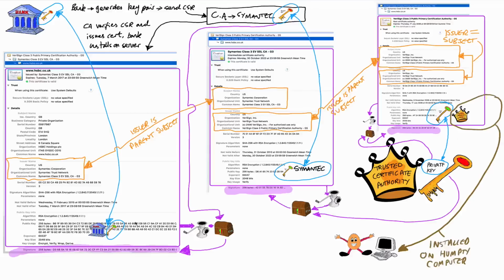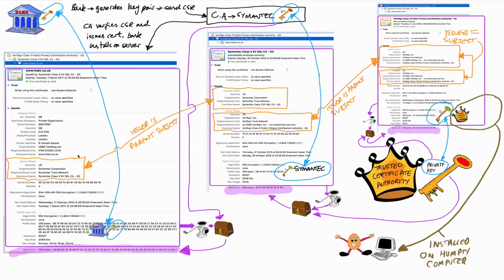Now, in order to do that, it first needs to ensure that that public key does not belong to anybody other than HSBC, because if it's been modified and somebody else has inserted their own public key in there, then there's a big problem. So how does it validate that? Well, it looks at who issued this certificate. It says, right, look at the common name.